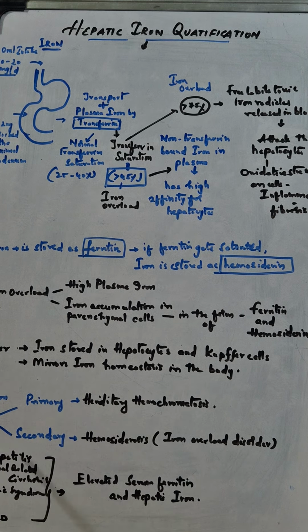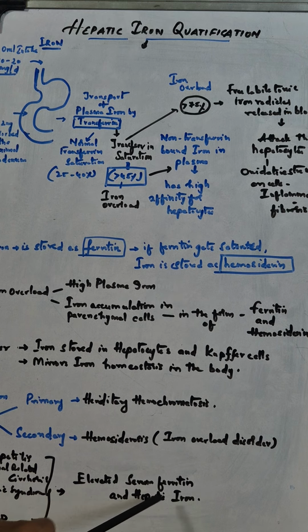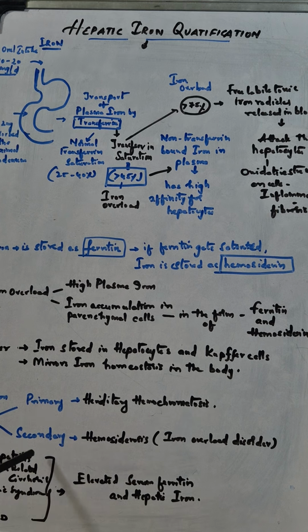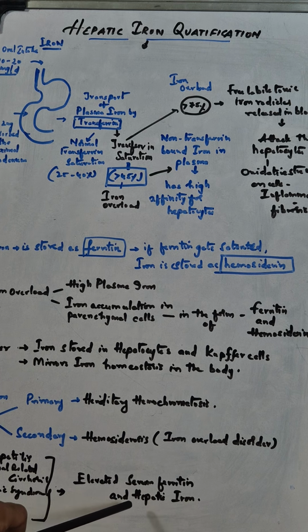Coming to causes, hepatic iron overload causes are primary and secondary. Primary is hereditary hemochromatosis; secondary is hemosiderosis, iron overload disorders. Remember, there are certain conditions where they also have elevated serum ferritin and hepatic iron. They are viral hepatitis, alcohol-related cirrhosis, metabolic syndrome, diabetes mellitus, non-alcoholic fatty liver disease. In these conditions also there will be elevated ferritin and hepatic iron. This one if you remember, then we can go into the hepatic iron quantification.